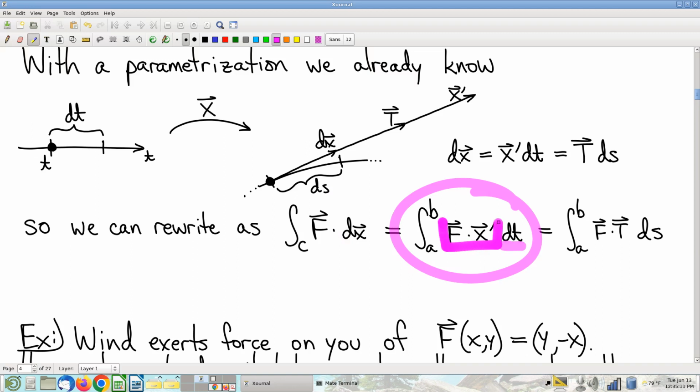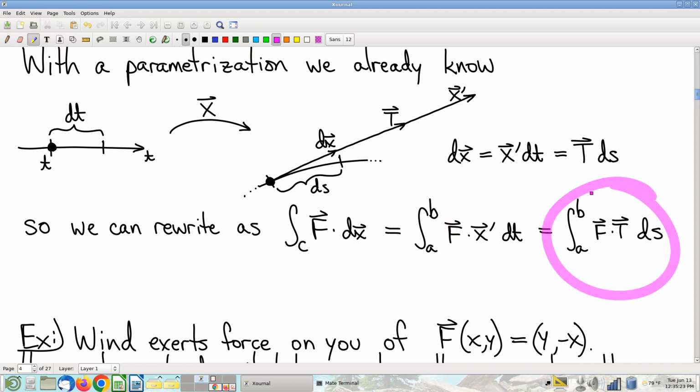Everything in the integrand can be written as a function of t. You can crank this out with single variable calculus, which is also very handy. So this is a good one too. This notation here has its moments, but it's actually my least favorite of these three options.